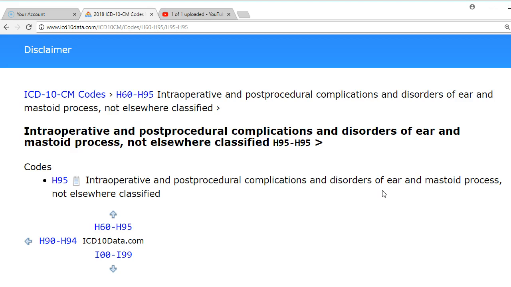So what we need to be careful for is what's happening on the right side, what's happening on the left side, and if it is exactly the same on both sides, whether it's an eye problem or an ear problem, make sure we get a bilateral code if there's a bilateral code available. If there's not, then one code to describe the condition.